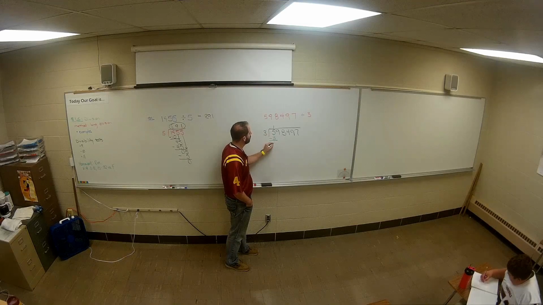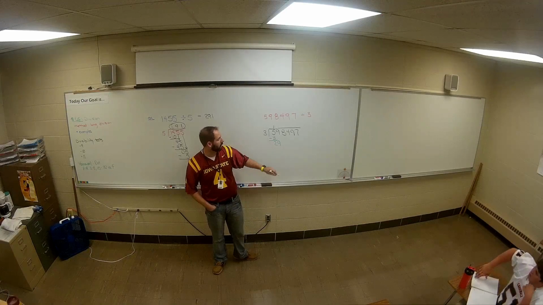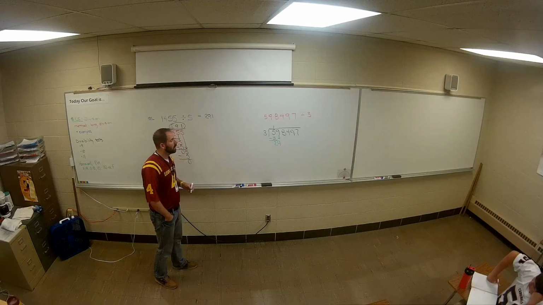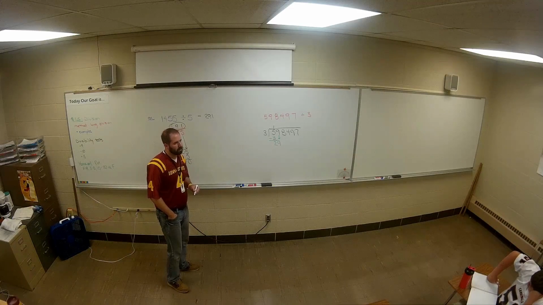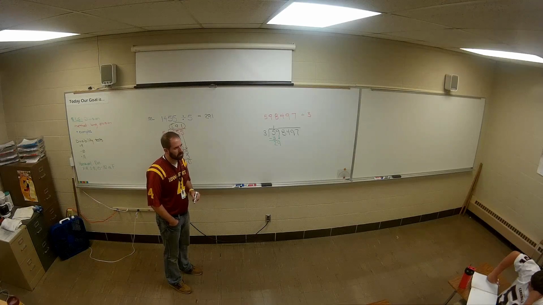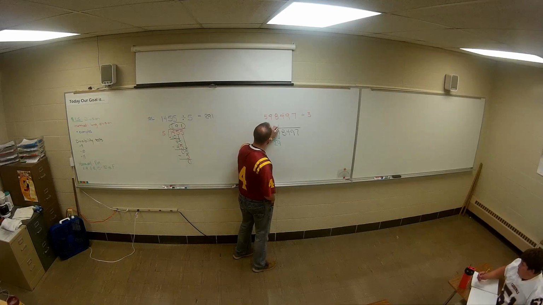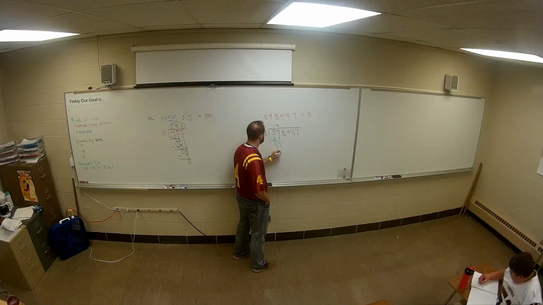What's 5 minus 3? 2. Bring down the next number. That's how it works. You always bring down the next number after you subtract it straight down. Okay, so now we're at 29. How many times can 3 go into 29 without going over? Is that 3 times 9 is 27? So that's probably about it. 3 times 9 is 27.